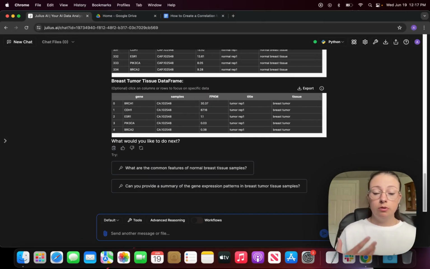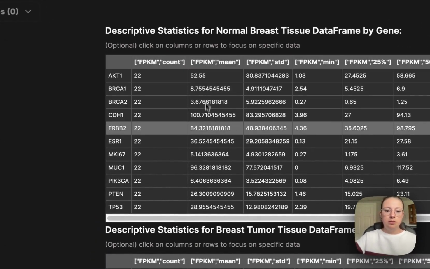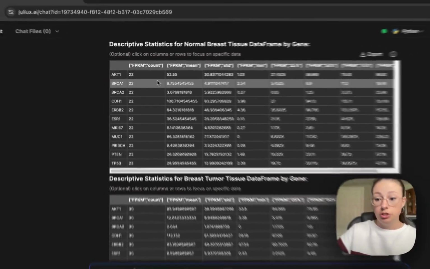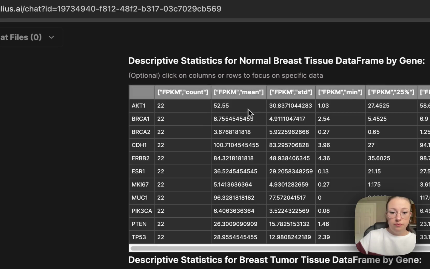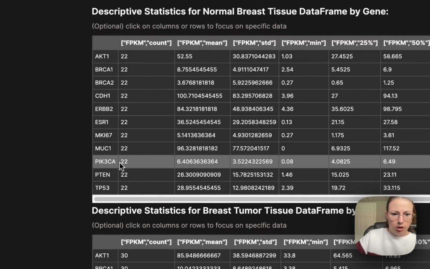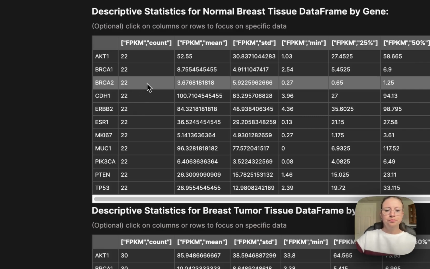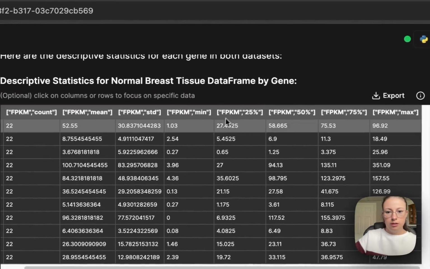So the next thing we're going to do is run descriptive statistics on both of these data sets to see what the characteristics of our data are, so that we can get an idea of what we may see when they are compared to each other. So we can already see that there are some differences in the mean values, which is to be expected with gene expression in anybody. For the normal breast tissue, we can already see that AKT1 has about a 52.55 FPKM. It seems that the largest is CDH1, which is at 100. And I think the lowest is actually BRCA2.